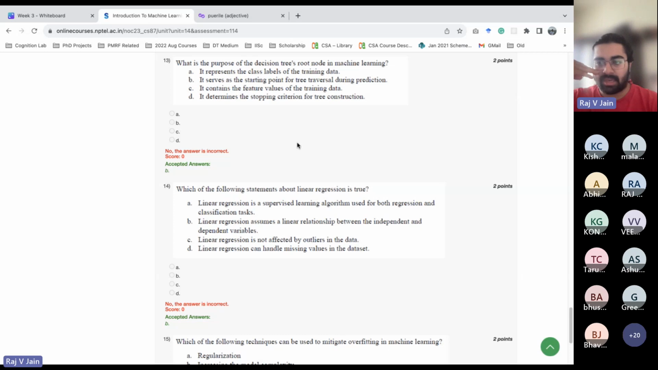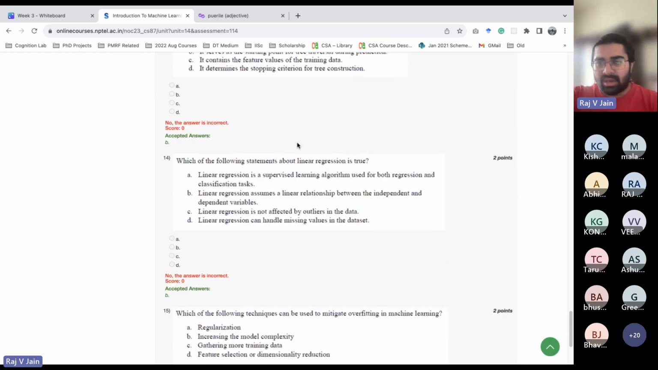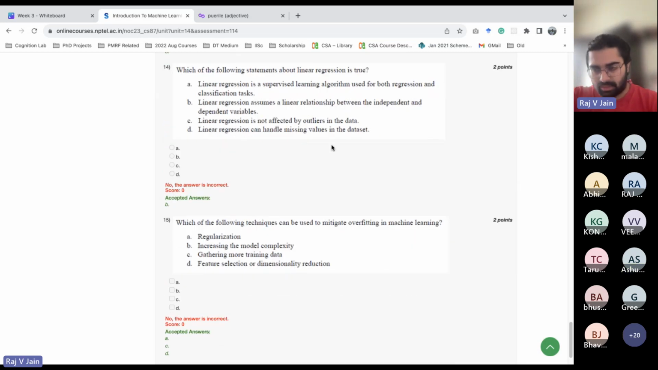For example, let's say there's some feature which has missing values in the training data set. Then what will happen is you will just say, okay, just make a separate branch for all the values which are missing for that particular feature, right? Whereas linear regression cannot handle that sort of a thing.